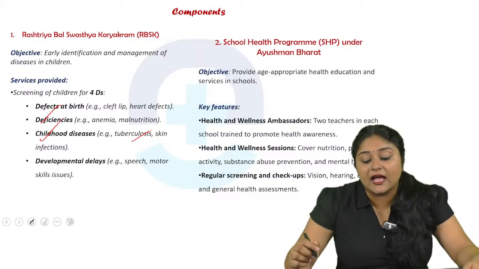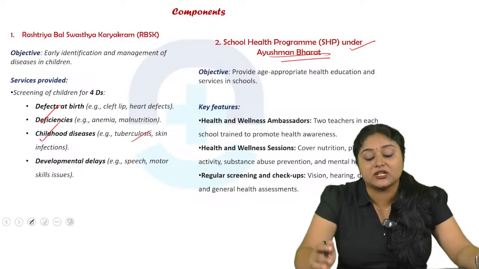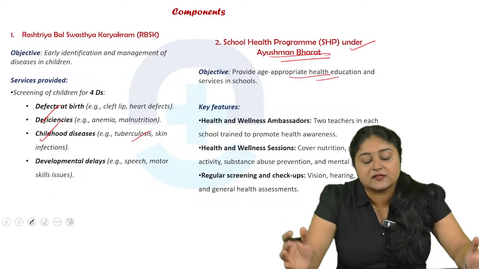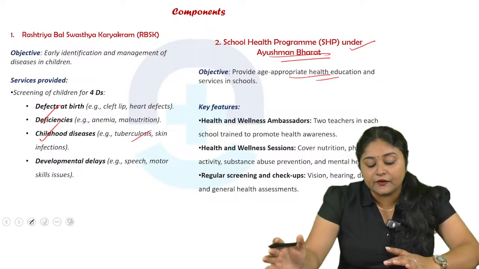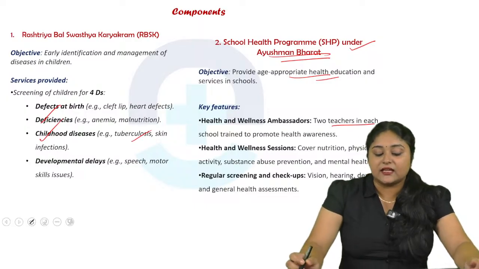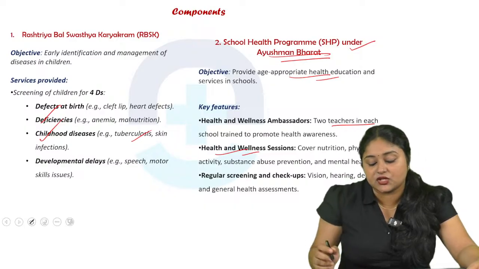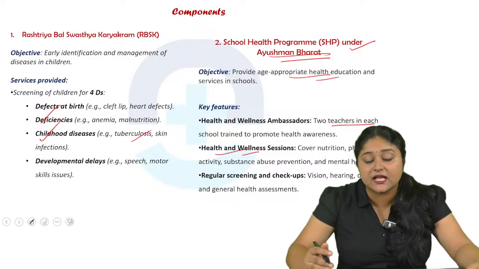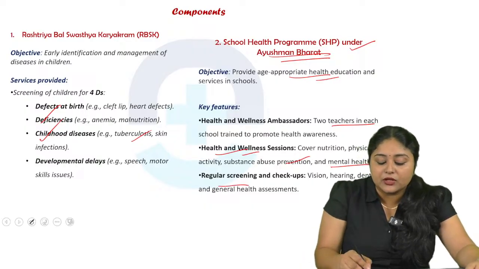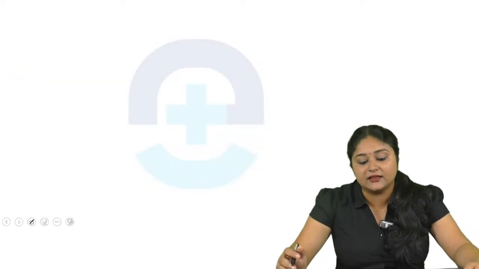Now come to the school health programme under Ayushman Bharat. Mainly the objective is to provide age appropriate health education and services in schools. What are the key features? First is health and wellness ambassadors. These are 2 teachers in each school trained to promote health awareness. Next are health and wellness sessions, which cover nutrition, physical exercise, substance abuse prevention and mental health. Now come to regular screening and checkups, mainly for vision, hearing, dental and general health assessment.